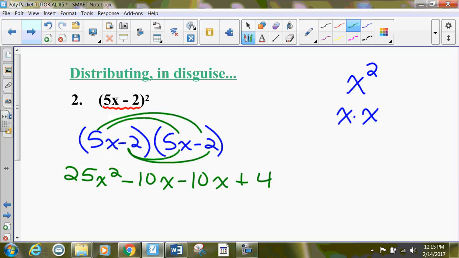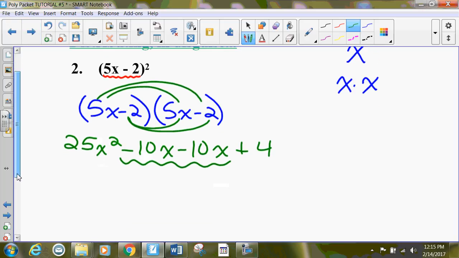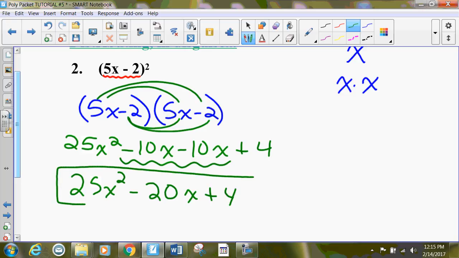Do we have like terms that we can combine? Before we think we're done with something, we always have to ask ourselves that. Yes, we do. We have negative 10x minus 10x. For some of you, you may think, oh, they cancel each other out. No, not so fast. Put negative 10 minus 10 in your calculator, and you will see that those equal negative 20. So negative 10x minus 10x equals negative 20x. And now we are done because there are no like terms remaining.